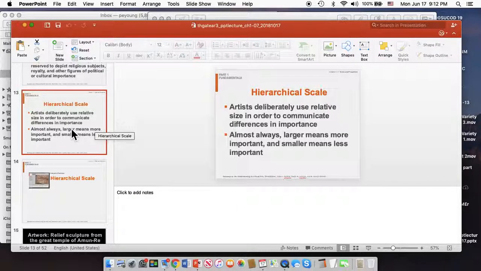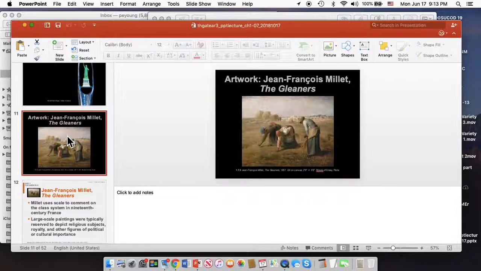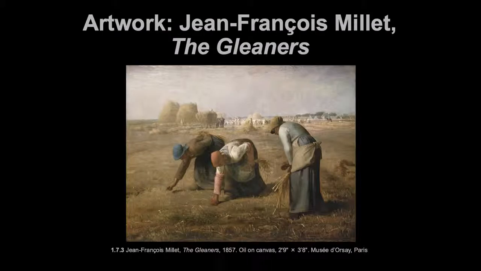Part two. So hierarchical scale, just to reiterate, is usually the larger person. That means they're most important, and smaller means less important. When we looked at the gleaners, that is true, but it's reversing the hierarchy of the culture or the status of the people in the image.